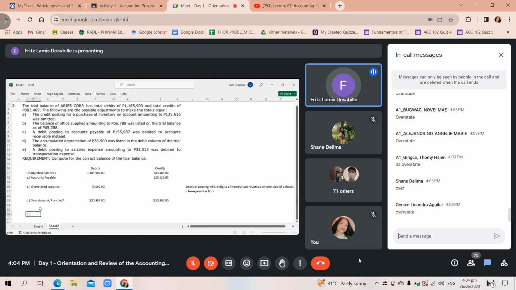Okay, let's go to letter D. The accumulated depreciation of 78,909 was listed in the debit column of the trial balance. Uy, nasayop ang ato ang pagbutang sa accumulated depreciation. Ang tawag naman po daan sa letter D, guys, is transplacement error.